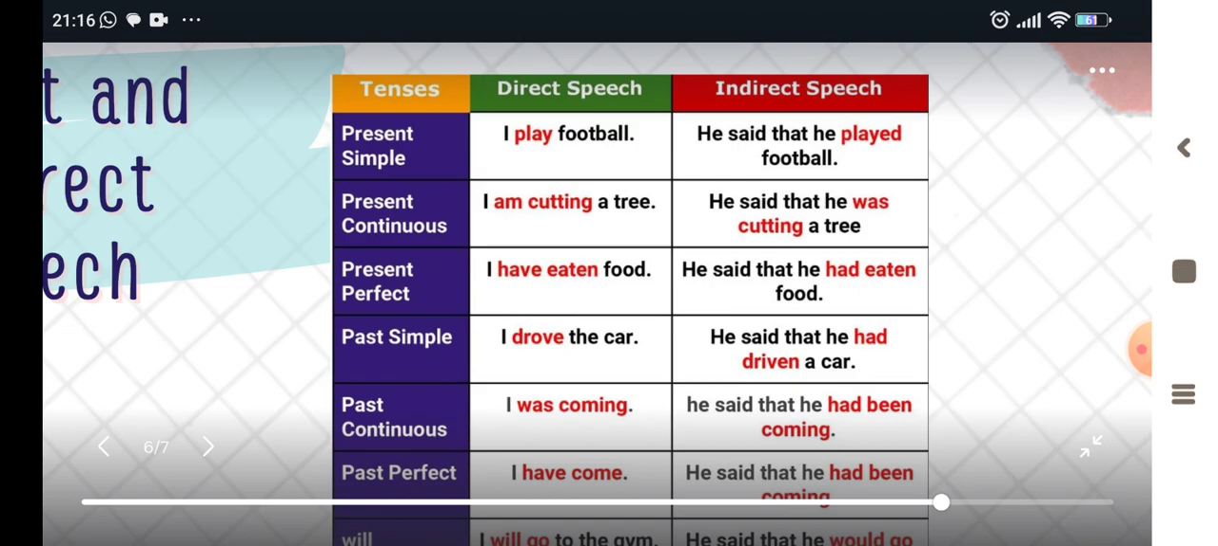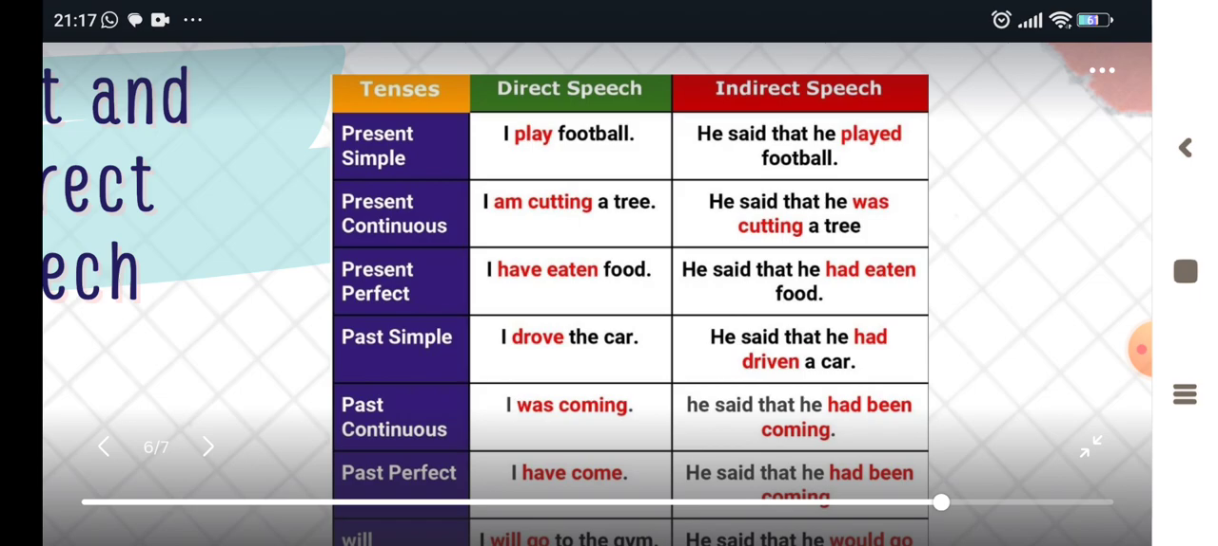Present continuous, I am cutting a tree. Imagine, what did he say? He said that he was cutting a tree. In this case the same, we are changing to past continuous. Present perfect, I have eaten food. What did he say? He said that he had eaten food. The same. We are changing to past perfect.